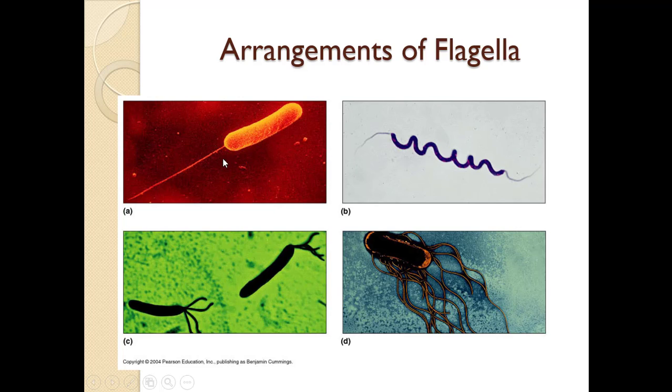So you have your monotrichous, one flagella. You have your amphitrichous, where it's coming from both sides like that. Lophotrichous, which is where you've got a few from the same side, and then peritrichous, which is more, it's got multiple on multiple parts of the bacteria. And I guess it had all the labels, so there you go.